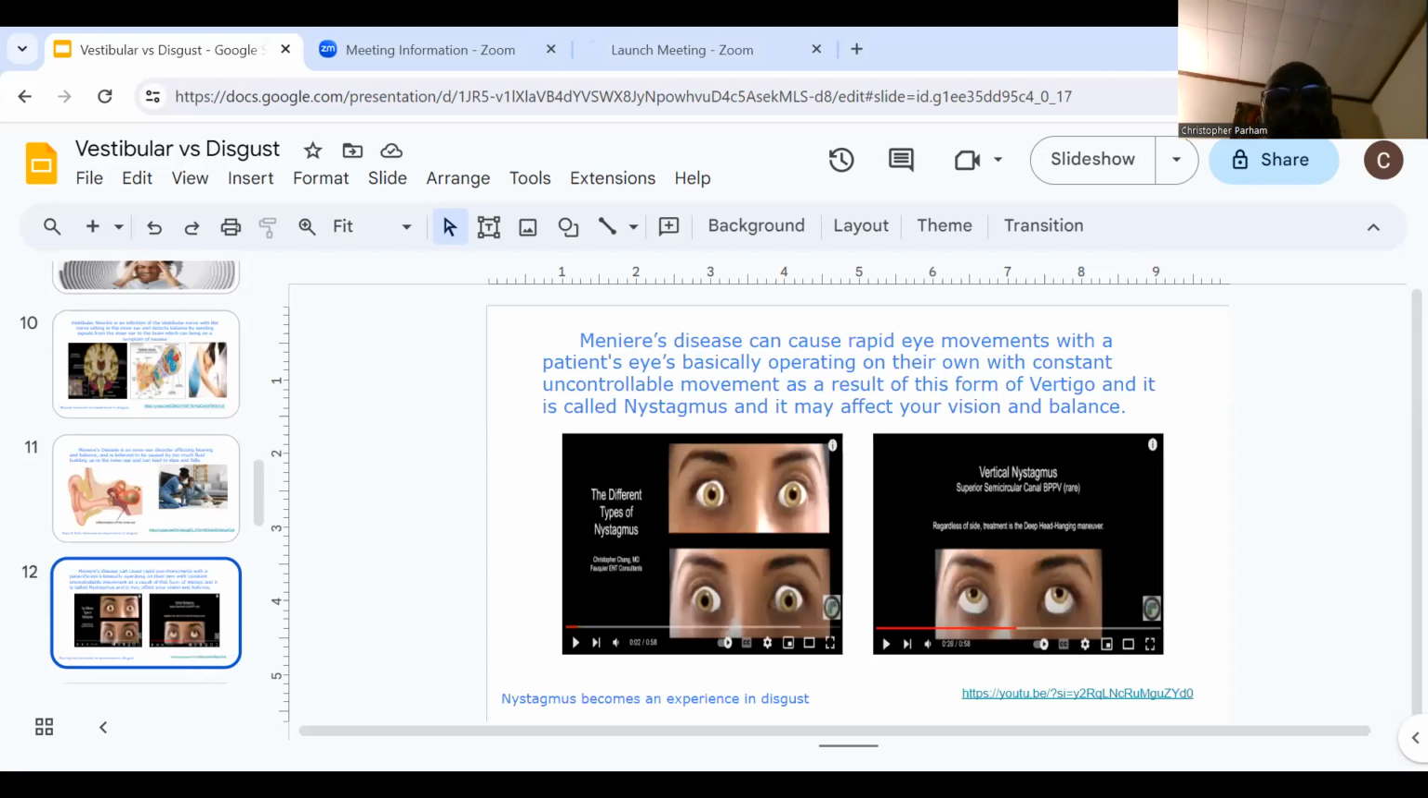The same thing with this one as well, where Meniere's disease can cause rapid eye movements, with a patient's eyes basically operating on their own with constant uncontrollable movement as a result of this form of vertigo. It is called nystagmus, and it may affect your vision and balance. So nystagmus becomes an experience in disgust.